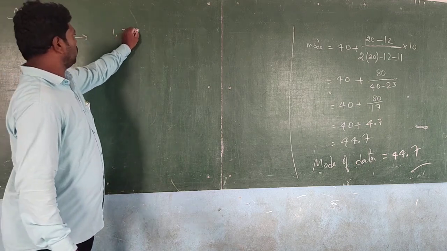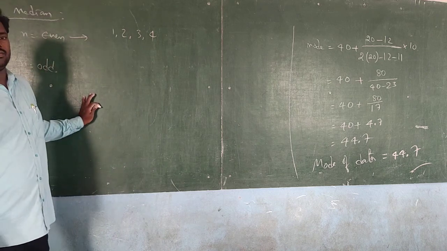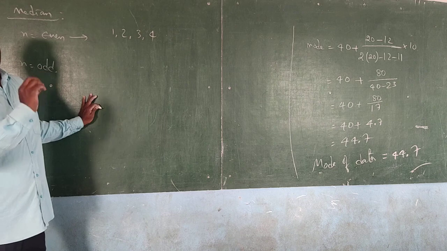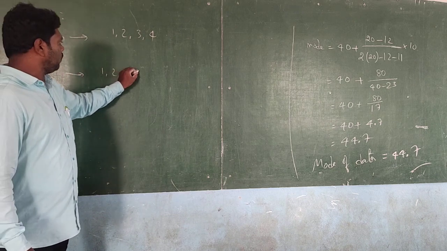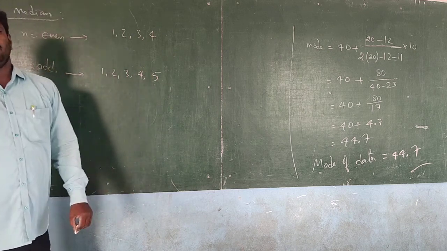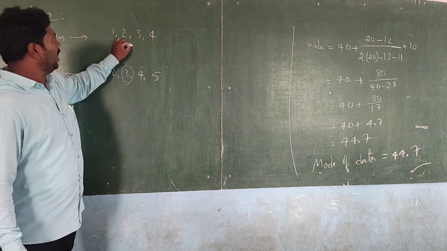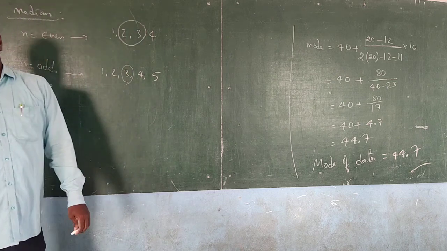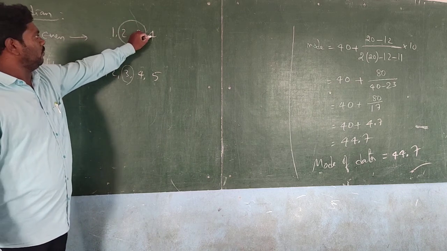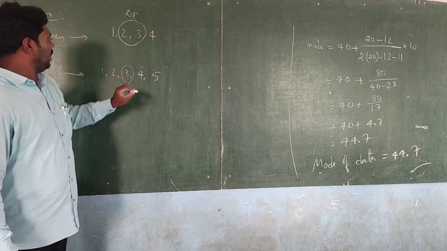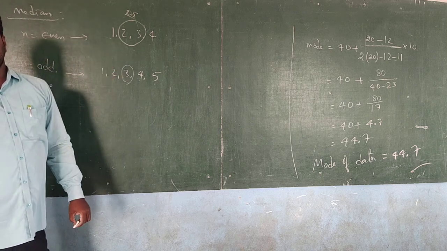1, 2, 3, 4. What is the middle number in an even count? We cannot say directly. First of all, in the same order, 1, 2, 3, 4, 5. If N is odd, what is the middle value? 3, the middle term. But here the middle value lies between 2 and 3, so it must be a decimal value. For 1, 2, 3, 4, the middle value is 2.5. Next, for 1, 2, 3, 4, 5, the middle is 3. This is the median.